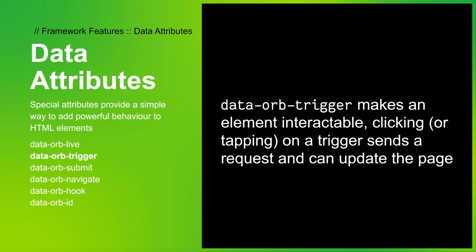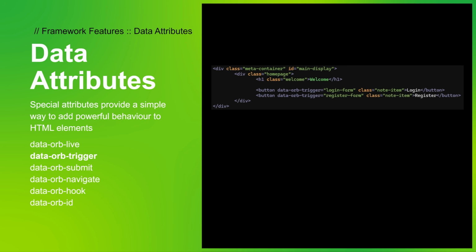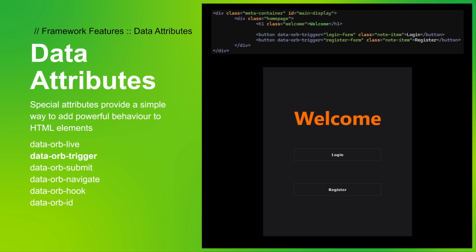Triggers make it possible for an element to be interacted with by clicking or tapping on a phone. A trigger sends a request and can update the page based on the response from that request. For example, here is some HTML, and this could be rendered like this. Those login and register buttons in HTML declare a data-org-trigger attribute. For example, the login button specifies that it will send a request to the login form endpoint.